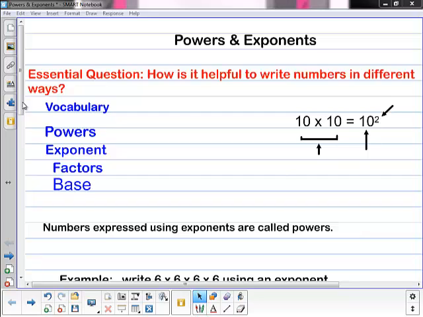In this lesson, we're going to talk about what powers and exponents are. So first, we'll start off with our essential question. How is it helpful to write numbers in different ways? That's what we're going to be thinking about as we work through this lesson today.